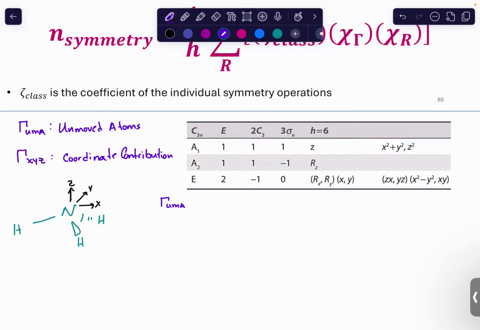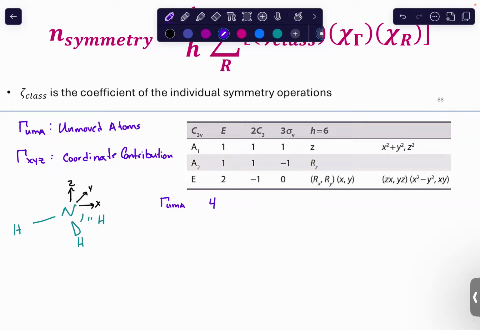For E, how many unmoved atoms do I have? Let's see. So is it just 2 for the E? No, so your symmetry E. Your symmetry operation, not your symmetry grouping. So E is what? Symmetry operation, identity. And how many atoms do I have there? 4. And how many don't move in identity? None of them move. So that's 4.